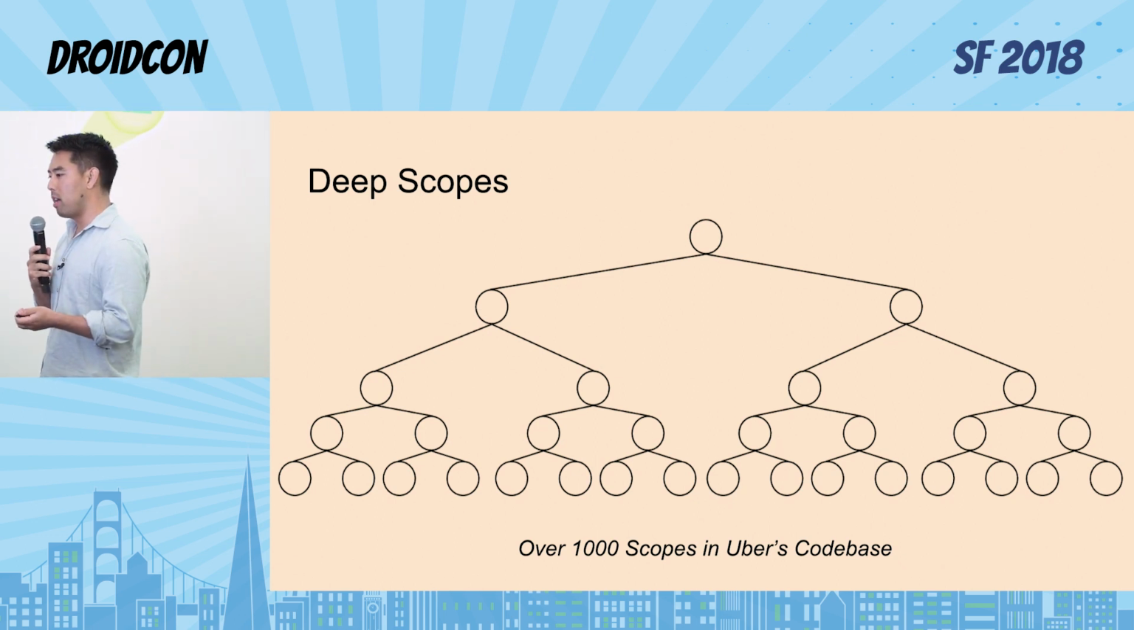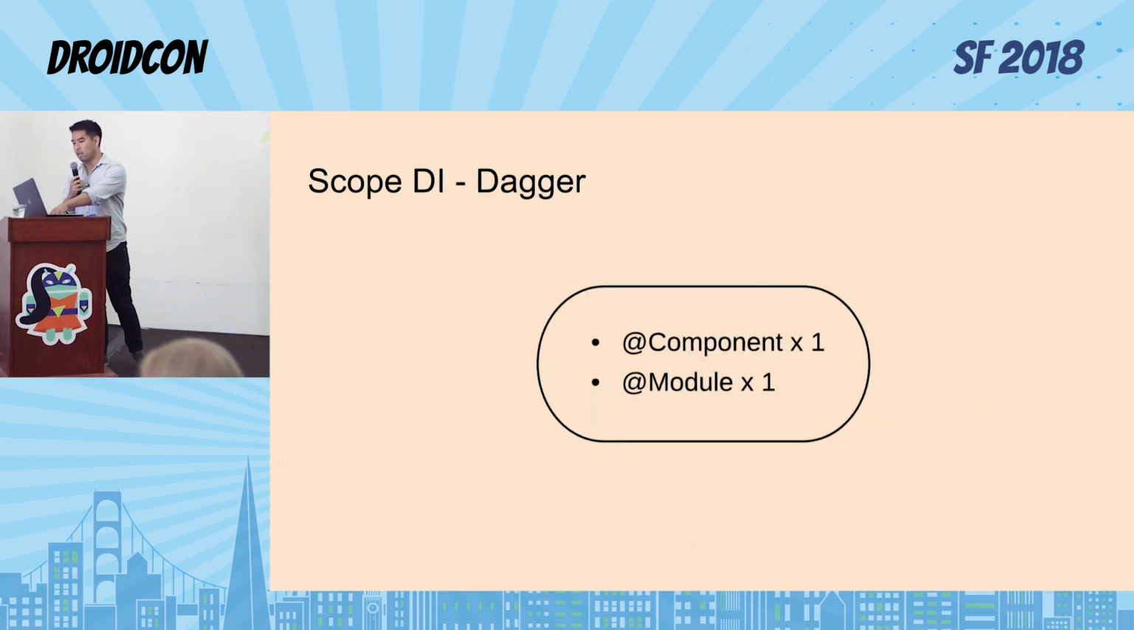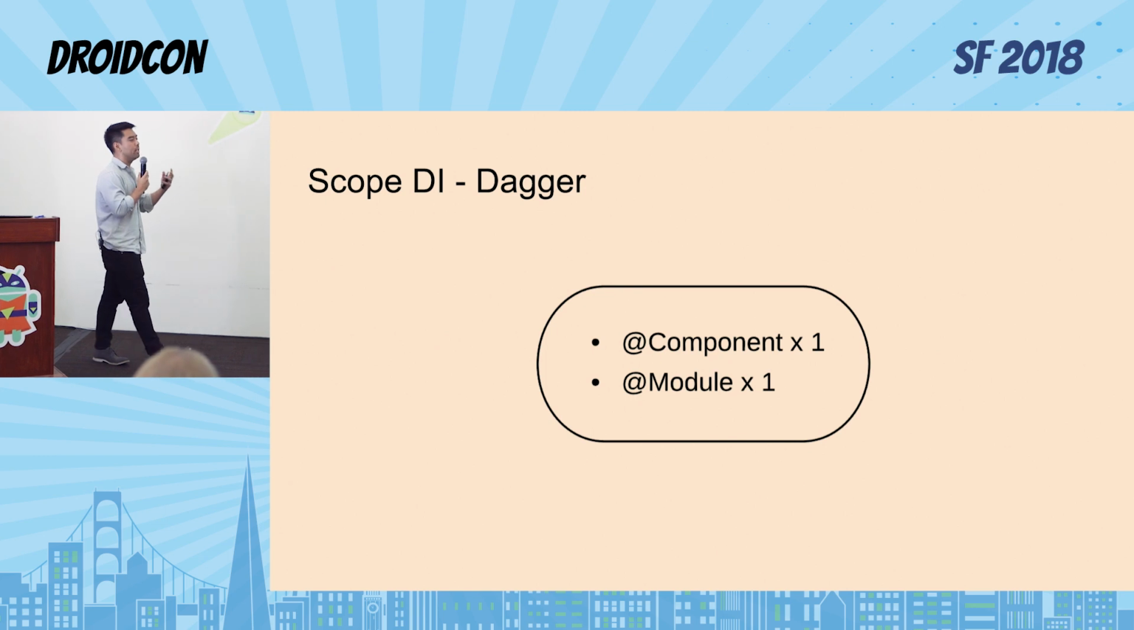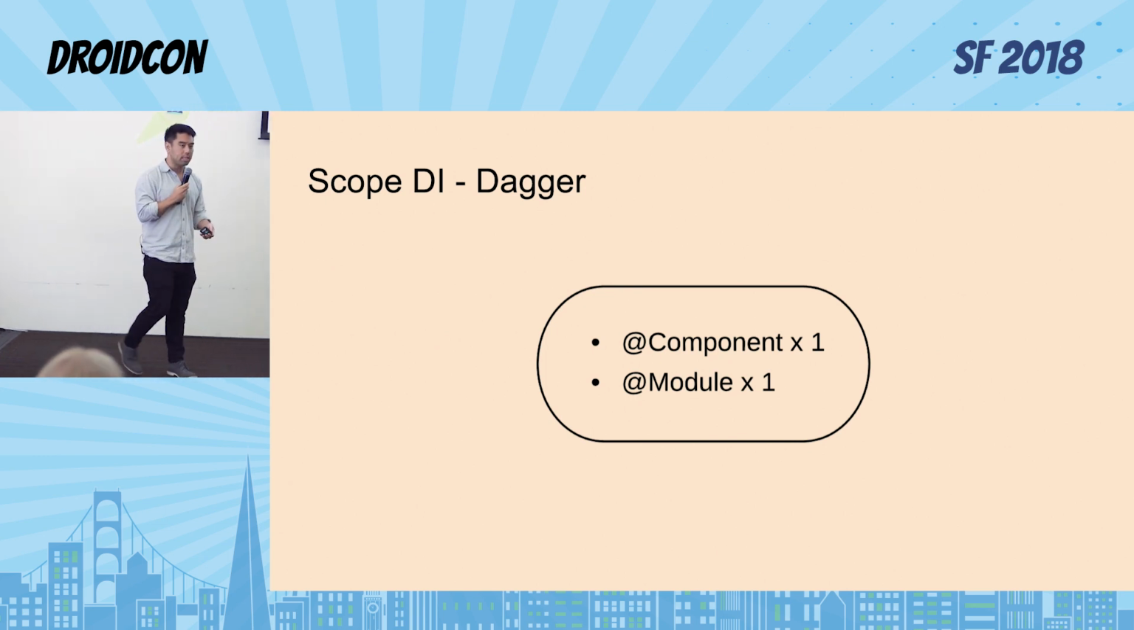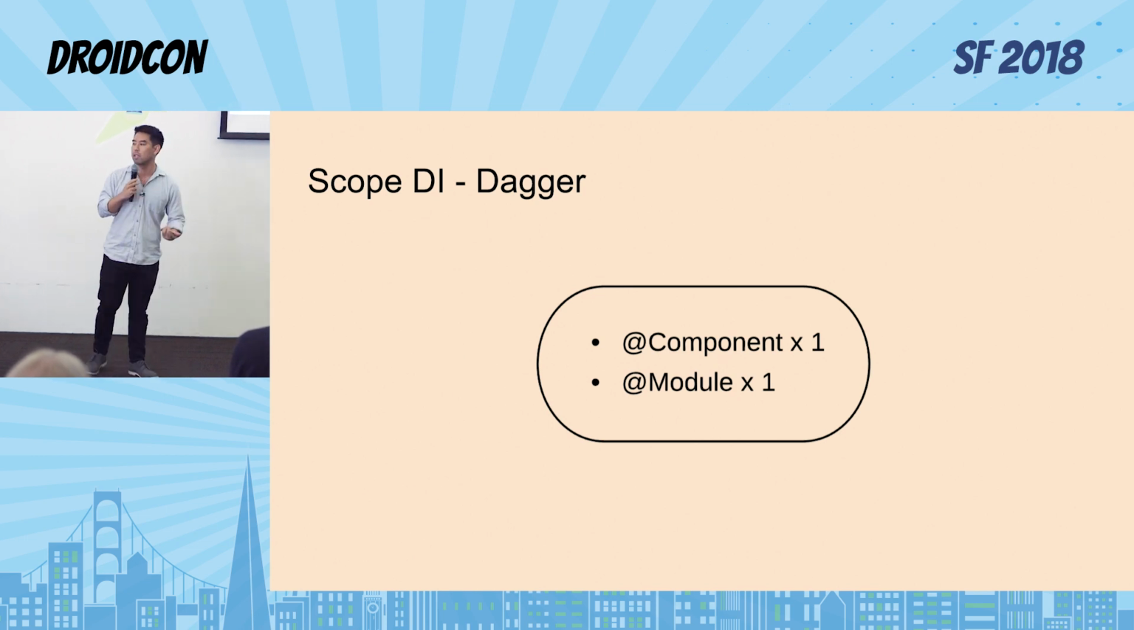The solution that we've found to be the most effective is actually having a component and a module per each of these scopes. And this gives us the most control over, again, dependency visibility and dependency lifecycle.